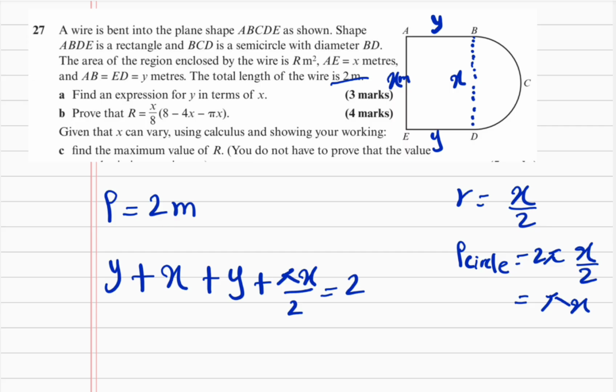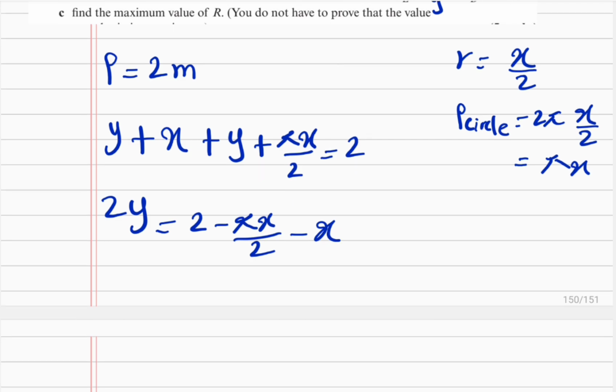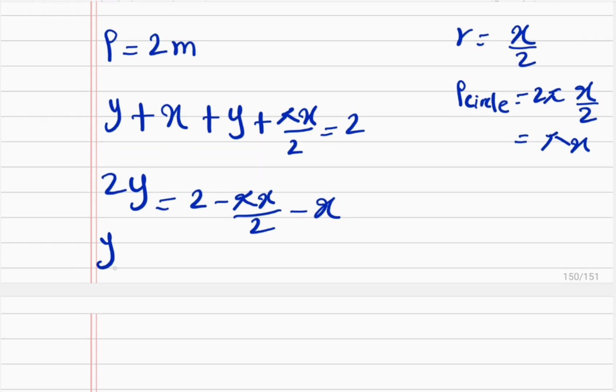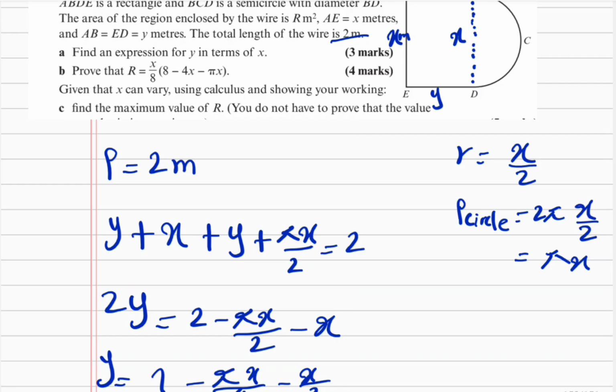So now we just need to rearrange this and make y the subject. So we get 2y is equal to 2 minus pi x over 2 minus x. And let's divide every term by 2. So we get 1 minus pi x over 4 minus x over 2. And this is an expression for y in terms of x from part A.